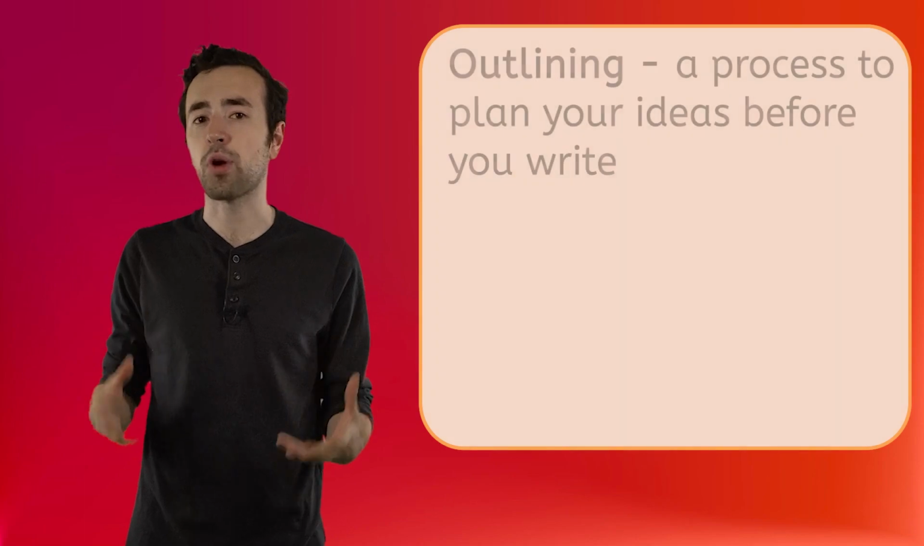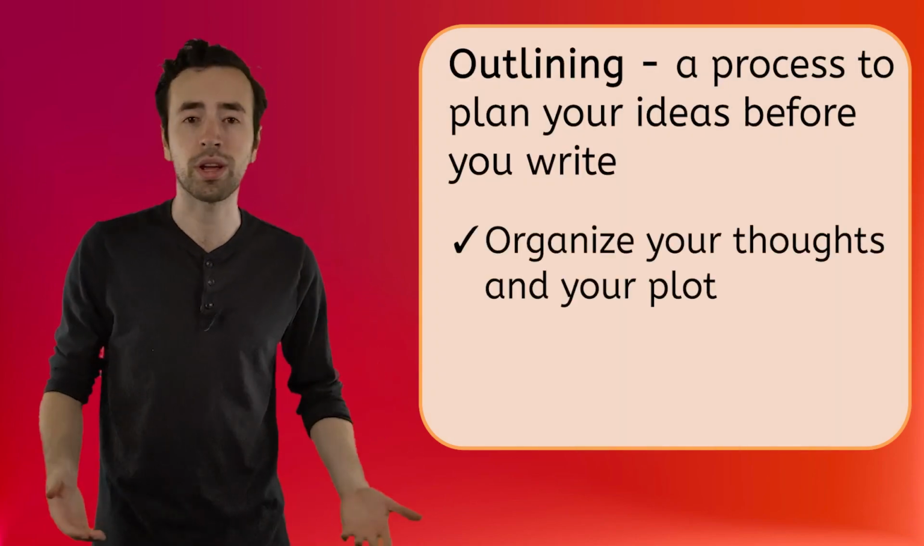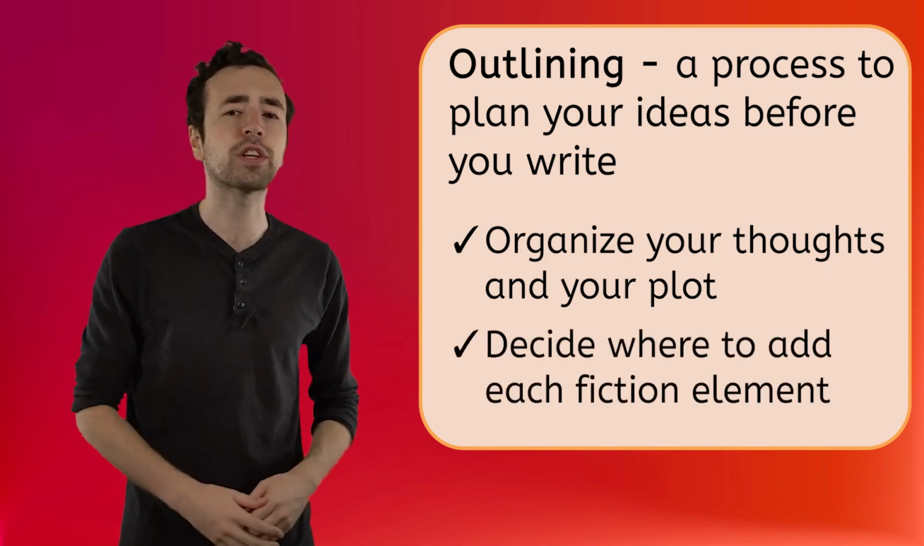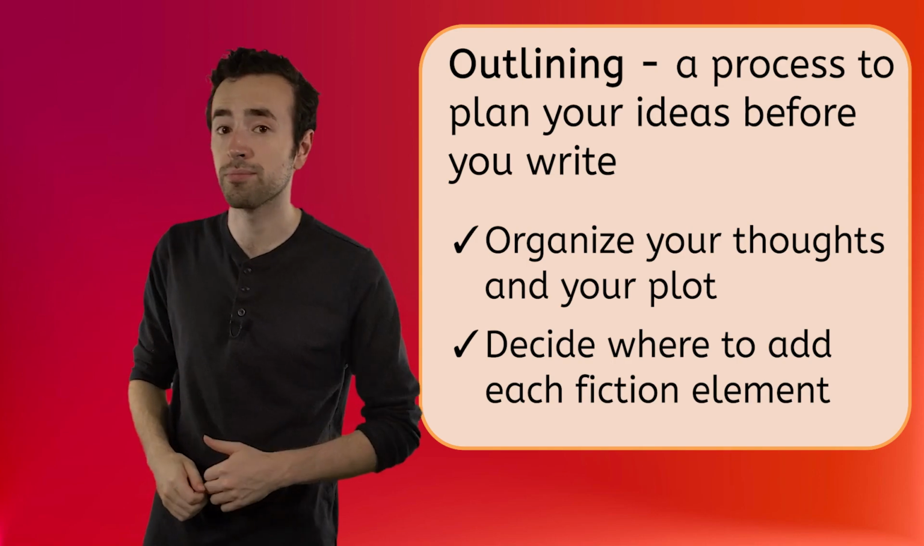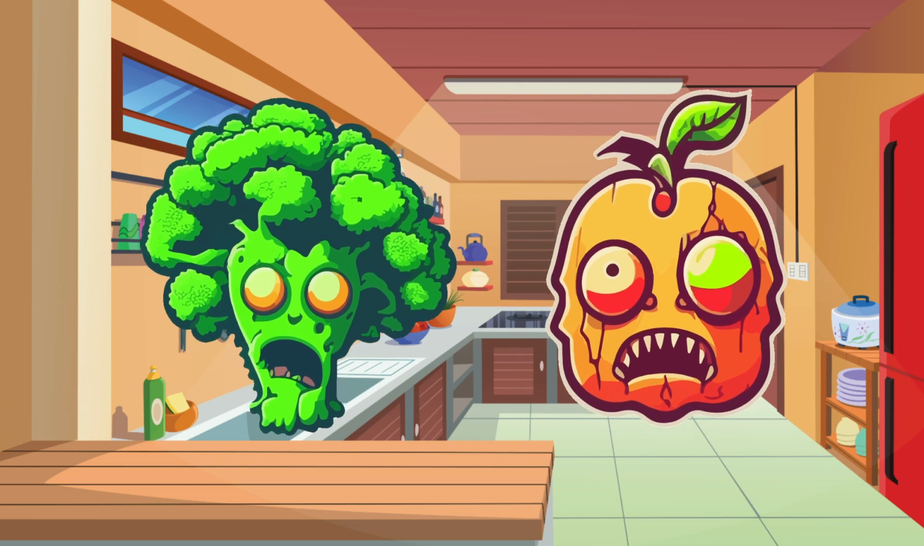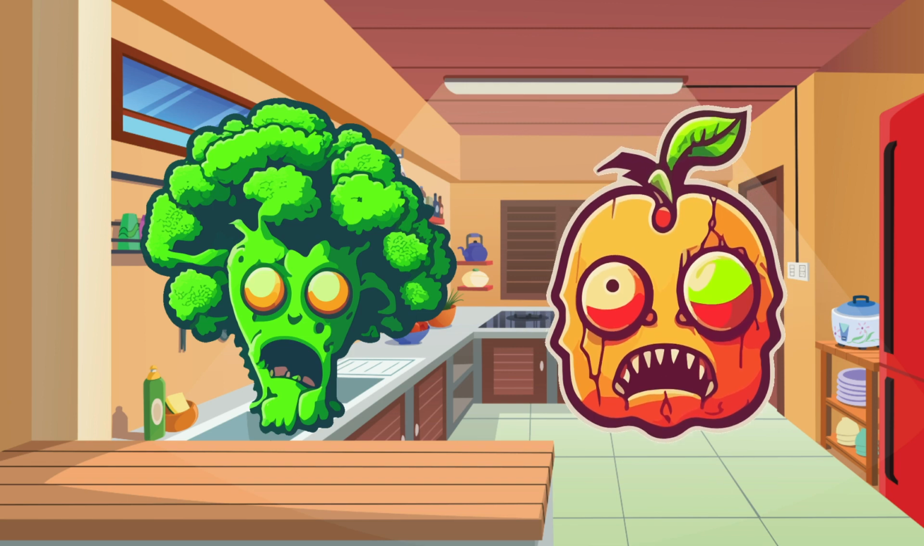Once you've got a few ideas, you'll move on to the second step, outlining. Outlining is a process to plan your ideas before you write. This is where you organize your thoughts, your plot, and decide where to add each fiction element to your story. If I stick with my mutant vegetables, I can use the outline to help me think through each part of the plot, what kind of conflict is happening, and how it will be solved, as well as what I want the theme of my story to be.